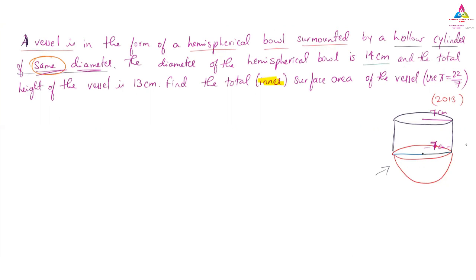14 centimeter and the total height of the vessel is 13 centimeter. So this is the total height from here to here. The total height they are talking about, not the height of the cylinder, not the height of the hemisphere. Total height is 13 centimeter. So this is the thing they have mentioned, and they have told us to find the area.